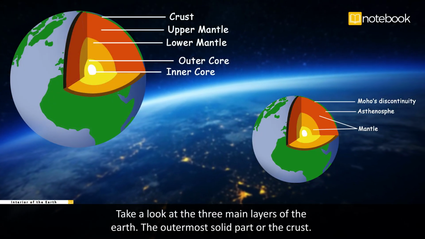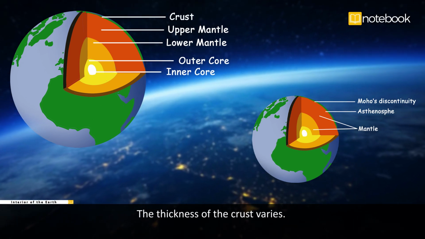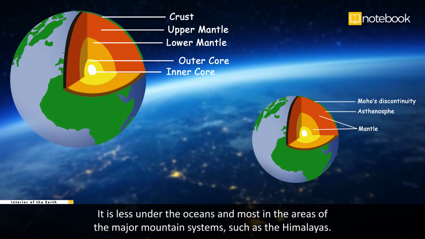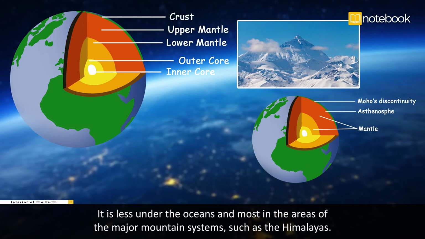The outermost solid part, or the crust. The thickness of the crust varies. It is less under the oceans and most in the areas of the major mountain systems, such as the Himalayas.